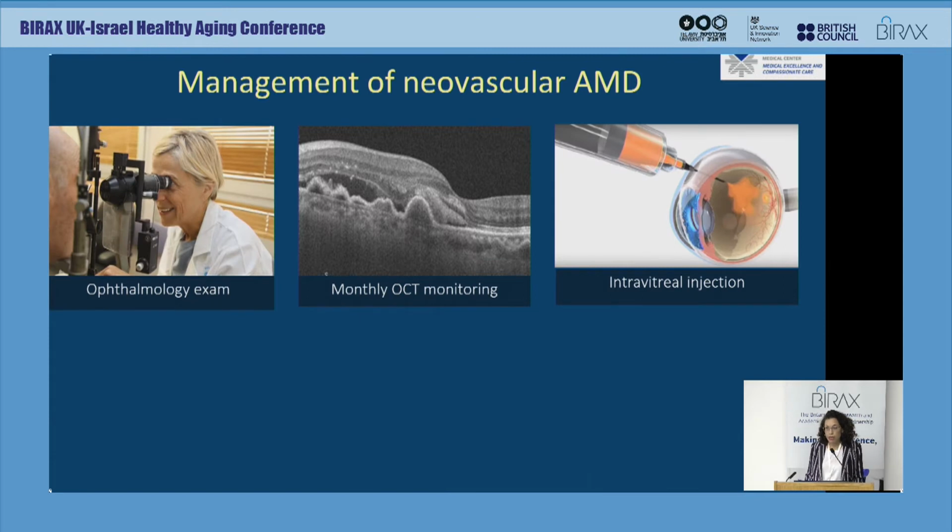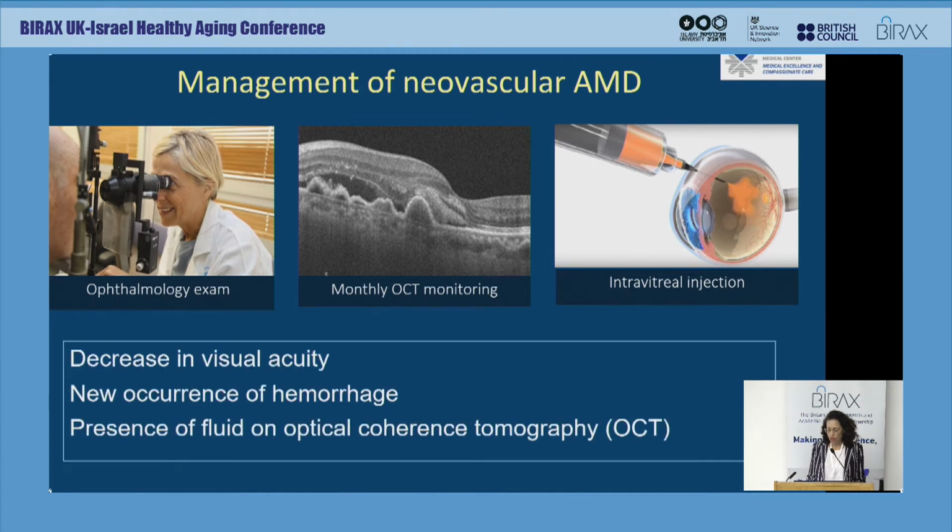So let me explain a little bit what our work looks like in our daily practice, how we manage the neovascular form of the age-related macular degeneration. These patients need to come in almost monthly for ophthalmology exams. They undergo an imaging of the retina, which is called optical coherence tomography, OCT. And then we as physicians need to get a decision if to treat the patients with injections inside his eye on an almost monthly basis.